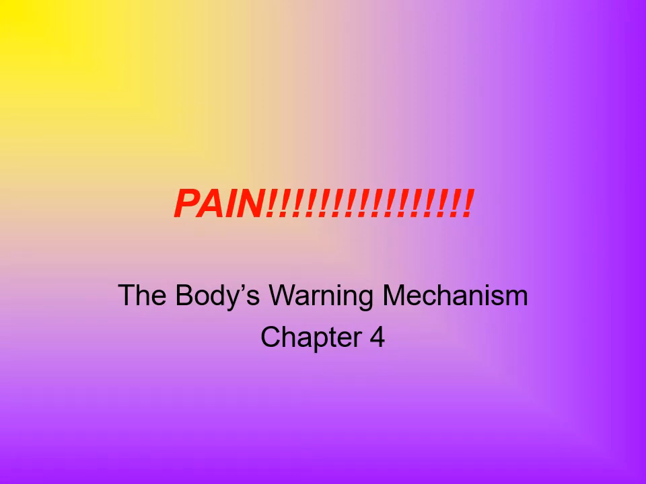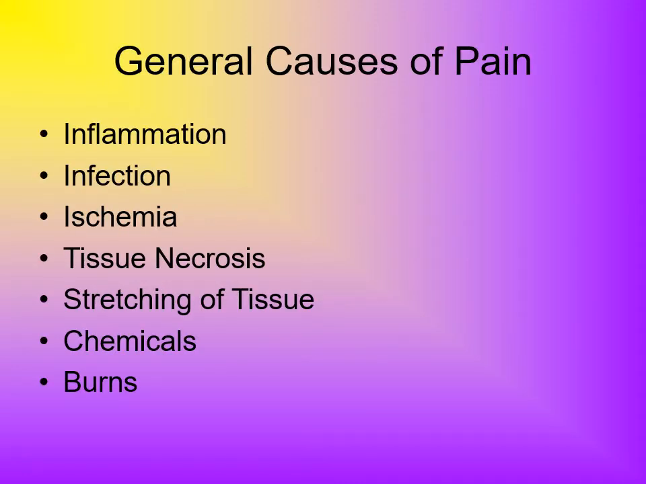Okay, this chapter is talking about pain, which is the body's warning mechanism. And pain is difficult to define, and of course, it's highly subjective. But we had already said it's a warning mechanism, a defensive property indicating that there is a problem, particularly when it is acute. Pain may be felt because of inflammation, infection, ischemia, tissue necrosis, stretching of tissue, chemicals, or burns.